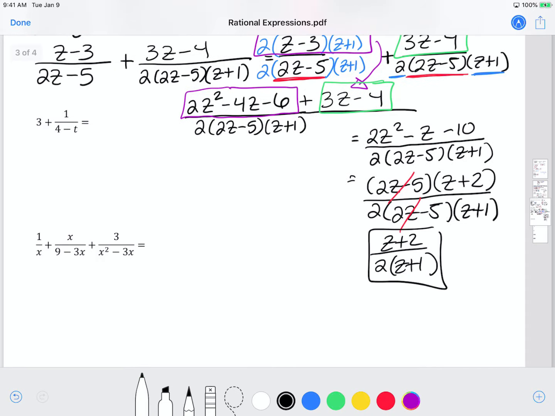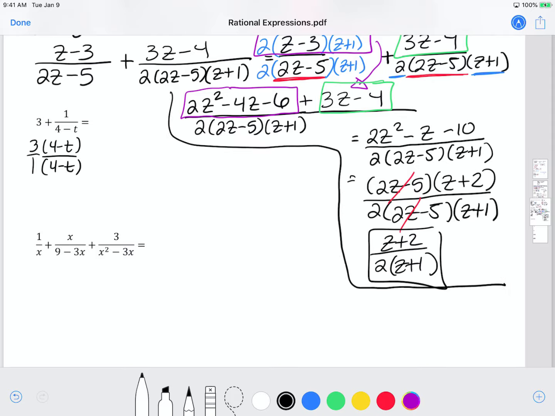Okay, next example, I have a whole number and I'm adding it to a rational expression. This one's actually a lot easier because the whole number is kind of like a blank slate and I can create whatever denominator I want. I want a denominator of 4 minus t. So I'm just going to take this 3 over 1 and multiply the top and the bottom by 4 minus t. And then I'm going to add that to 1 over 4 minus t.